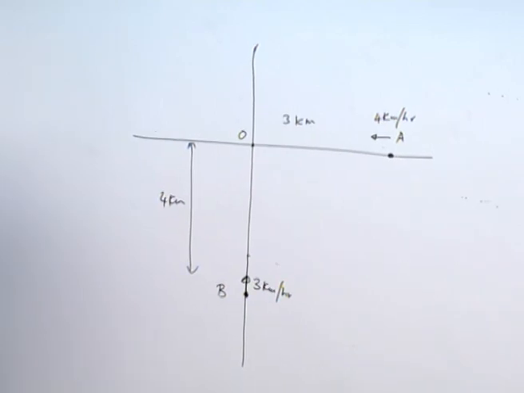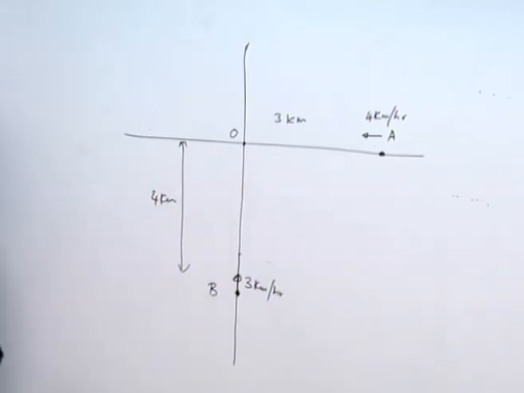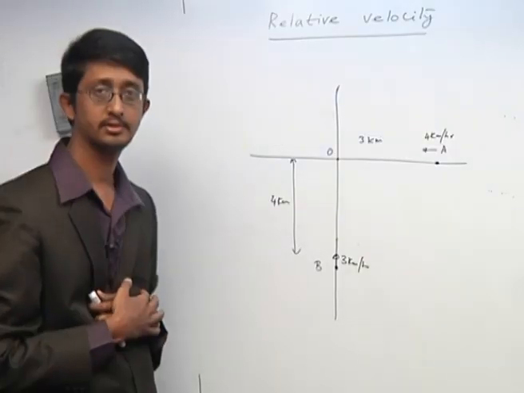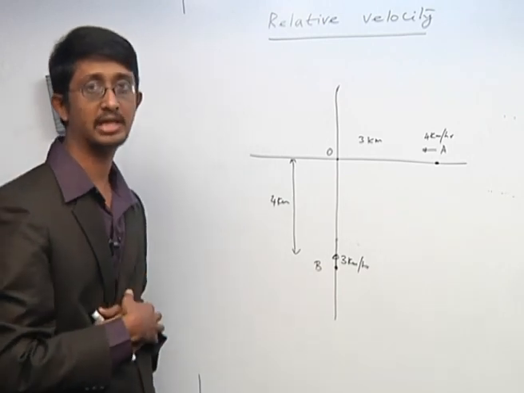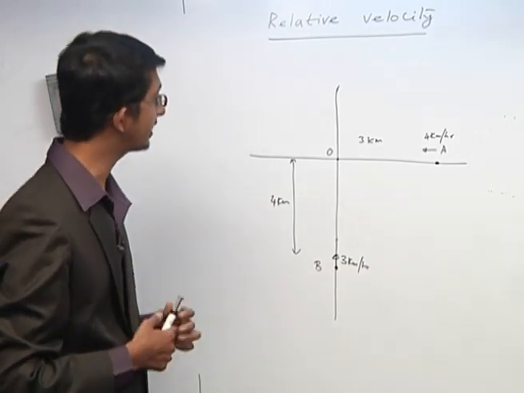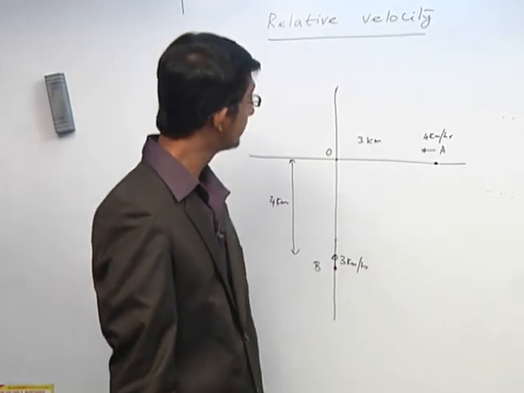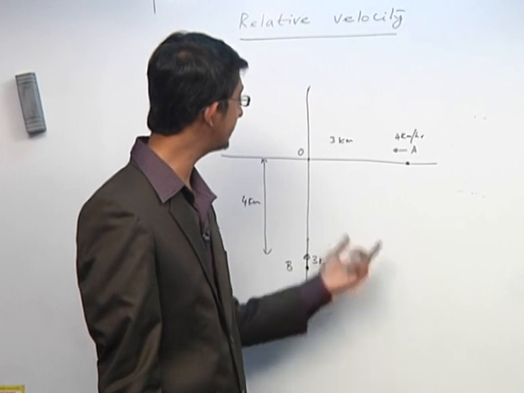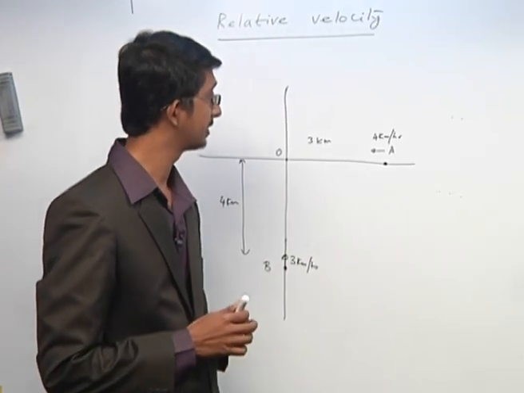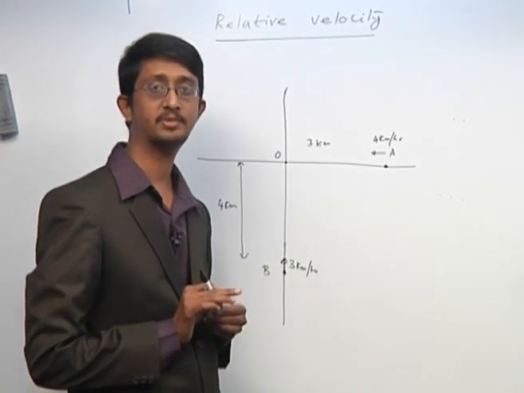This is our problem. Now, this can be done in a variety of ways. I will discuss two methods. One is the normal logical method where you don't use relative velocity. The other is by using this concept of relative velocity. So, let us see the first scenario where we don't use relative velocity concept and solve this problem.